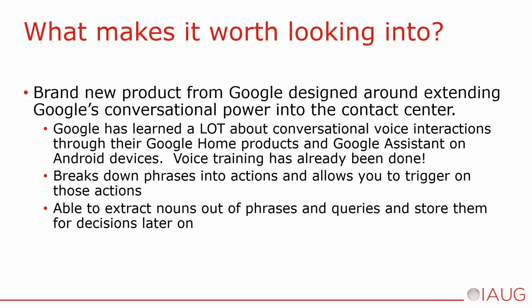The neat thing about this particular product is that instead of training for exact words or keywords, it breaks down the phrases people are asking your system into actions. It allows you to trigger on those actions. It's able to extract nouns out of phrases and queries and store them for decisions later on. It's one of the first systems I've ever seen where you can just type in a few sentences to train it, and then it figures out what you're trying to ask the thing to search for. And then when people start using it, it will build that taxonomy.